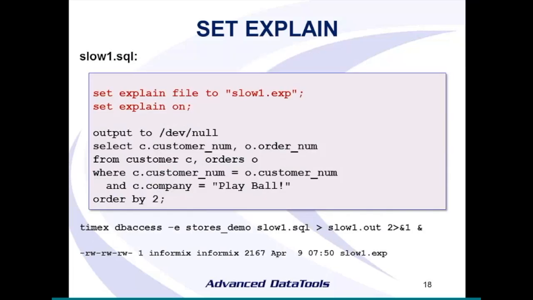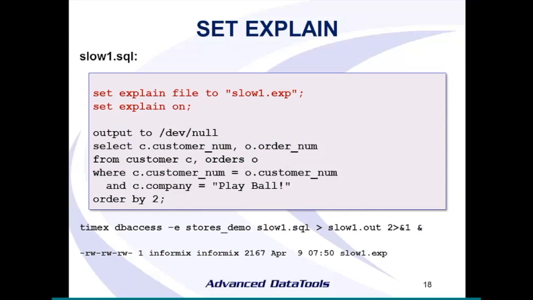Now you can also override the name of the file from sqexplain.out to a name you specify. And you use that with set explain file to, and then give it the name of the file you want it to write out to. So in this example, I'm doing just that. I want to explain the query plan to go to a file called slow1.exp.